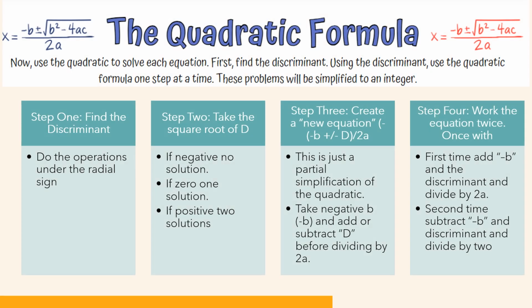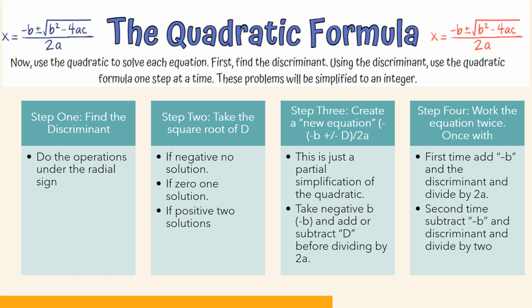So the quadratic formula, we've got a 4-step process here, and we're going to work through each of these steps one at a time. Step 1, we're going to find the discriminant. Step 2, we're going to take the square root of the discriminant. Your discriminant could be negative, which means there's no solution. It could be 0, which means there's one solution. Or it could be positive, in which case we'll have two solutions.